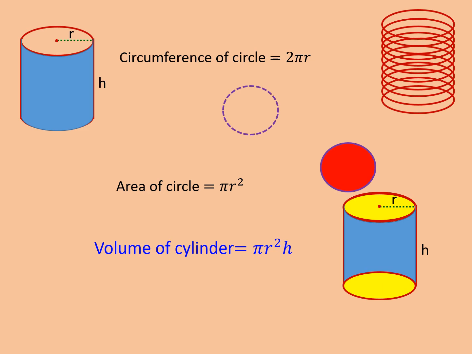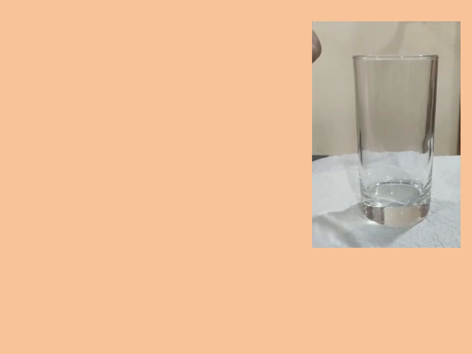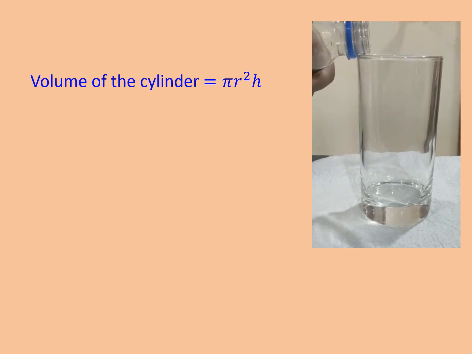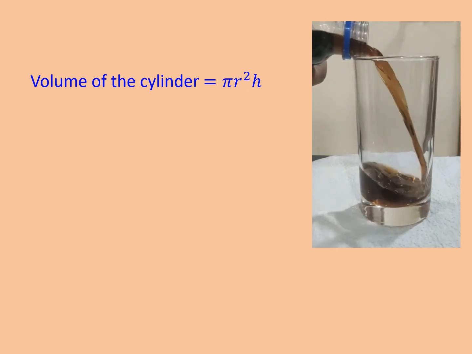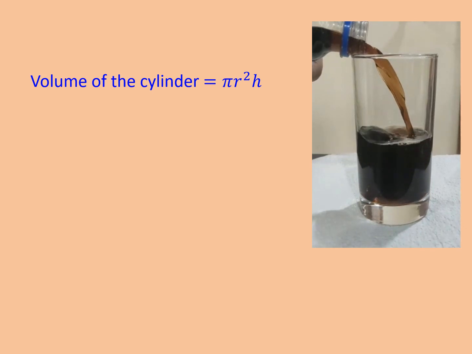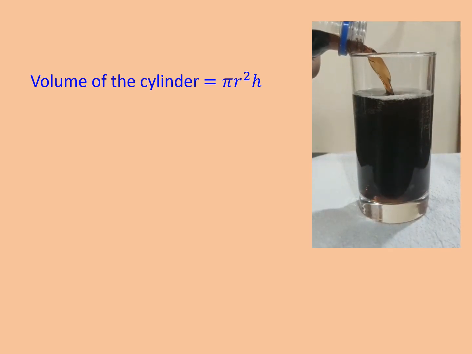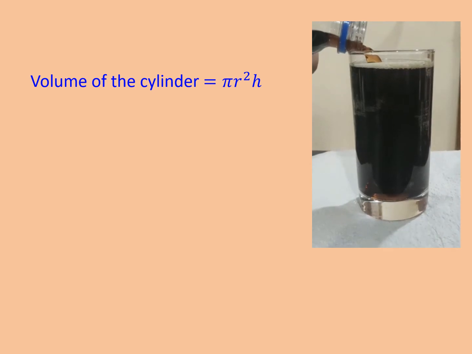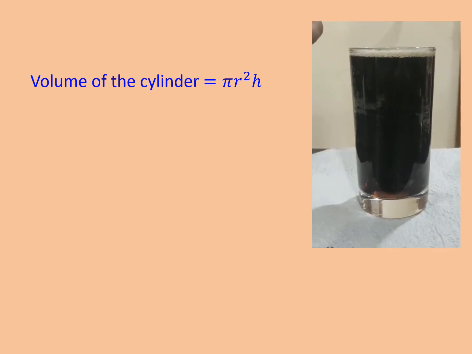To clear the concept more, let us see the video. Here we have an empty glass in the shape of a cylinder. When I put liquid in, the inner space is occupied by the liquid, and as it pours in, you will find that it covers the volume of a cylinder. So the cylindrical glass is full of liquid, which occupies the volume.